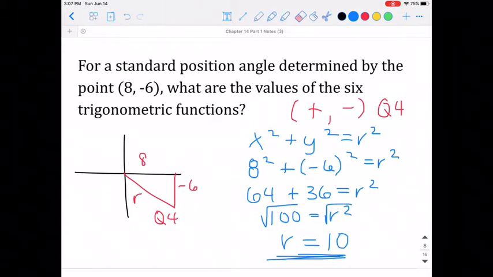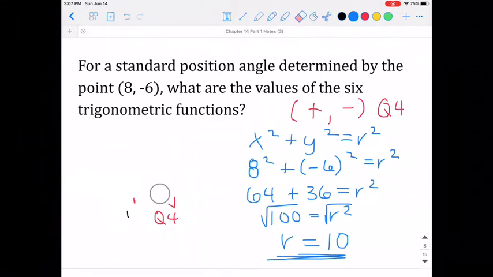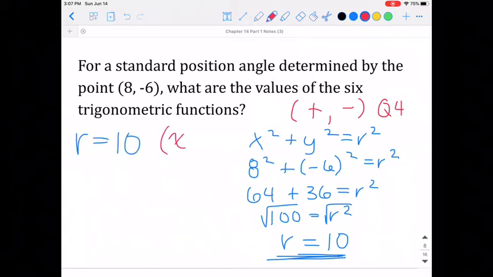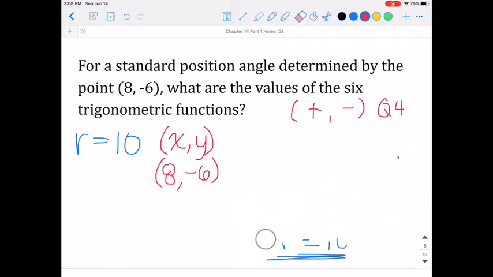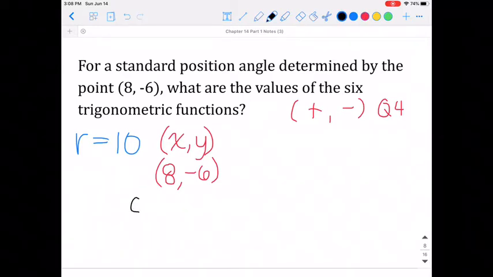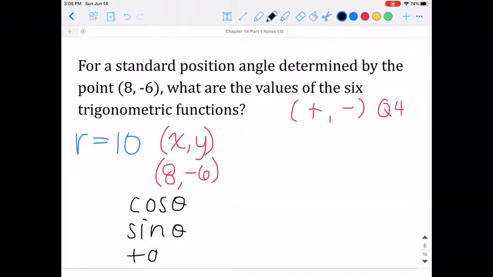Once we have that, we can start figuring out all our trig functions. So I'm just going to get rid of this. We have a little bit of room over here. So our radius is going to be equal to 10. Our point, which is x comma y, is at 8 comma negative 6. And now to determine all 6 trig functions, let's start with the basic functions first, and then we will talk about the inverse functions. So first we're going to talk about cosine theta, sine theta, and tangent theta.